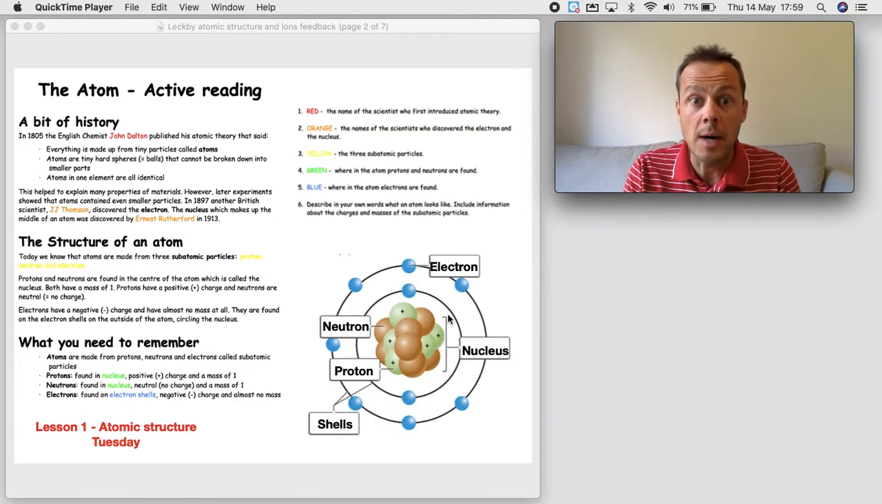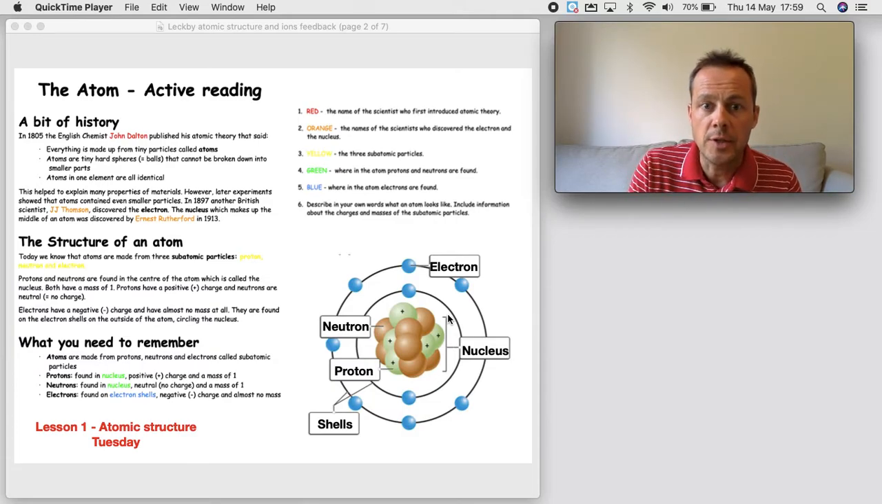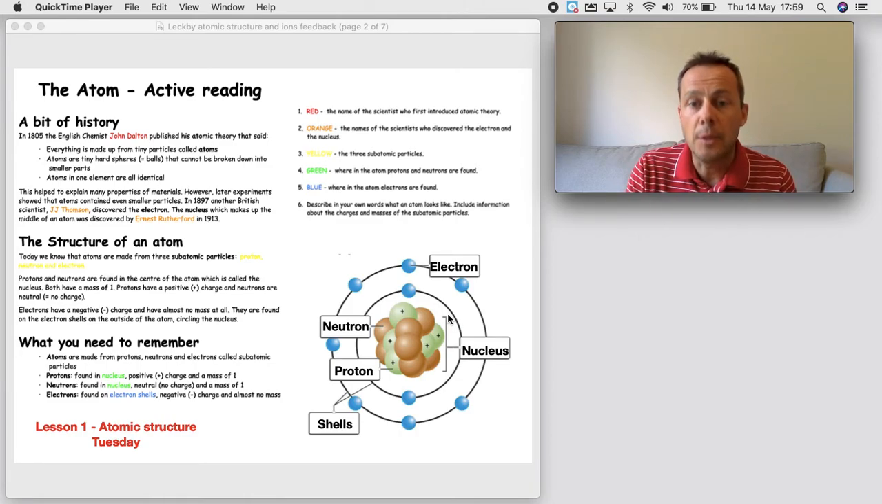So this will be the mark scheme. No major problems with that. Everybody highlighted in a slightly different way, but you all certainly got the correct idea. Where we saw a big range of difference was in question 6, which was to describe in your own words what the atom looks like. Include information about the charges and masses of the subatomic particles.